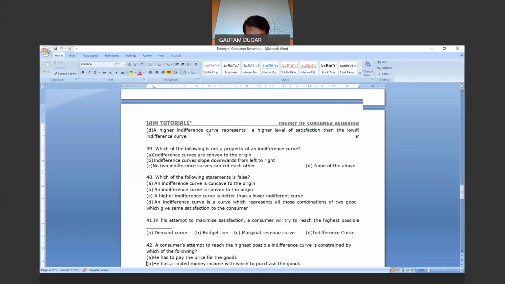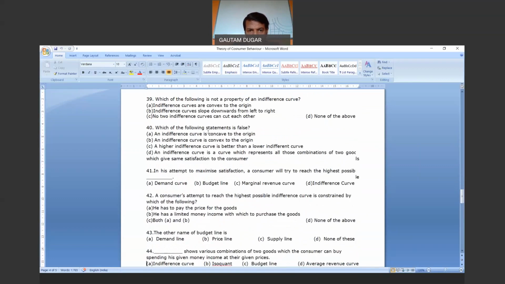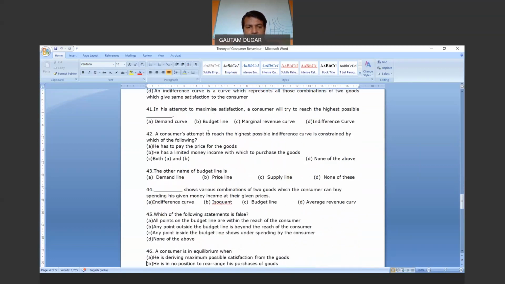I'll skip this portion a bit. 41. In his attempt to maximize satisfaction, a consumer will try to reach the highest possible indifference curve. The consumer will try to reach. Whether he will be able to stay on the highest indifference curve or not is another matter. But he will try to reach the highest possible indifference curve.